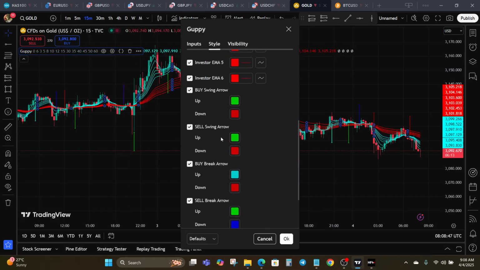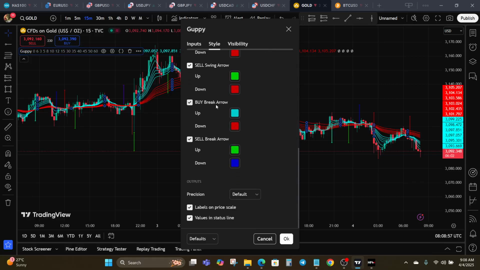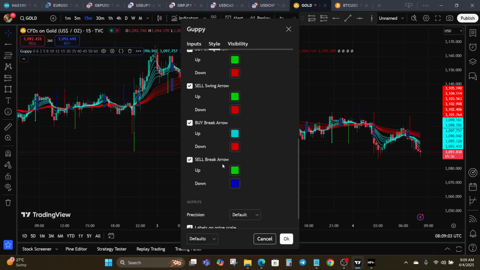And then you can see that there are also buy signals, the buy swing arrow up and down, the sell swing arrow up and down, the buy break arrow up and down, and the sell break arrow up and down.